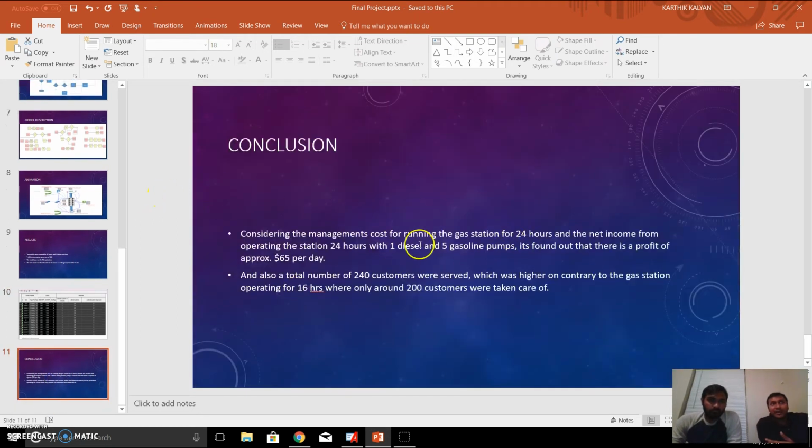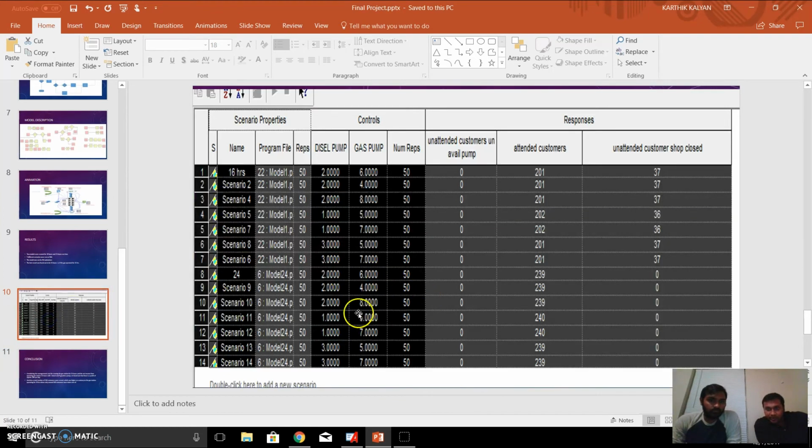And the conclusion: the management should take this into consideration since they are the deciding factor whether to run the gas station for 24 hours or not. We just ran a basic outline from the profit and the net income which we have gathered from the store management, and compared it with the 24 hours, with one diesel and five gasoline pumps like in the Pan file. You see here the 24 is one diesel pump and five gas pumps.